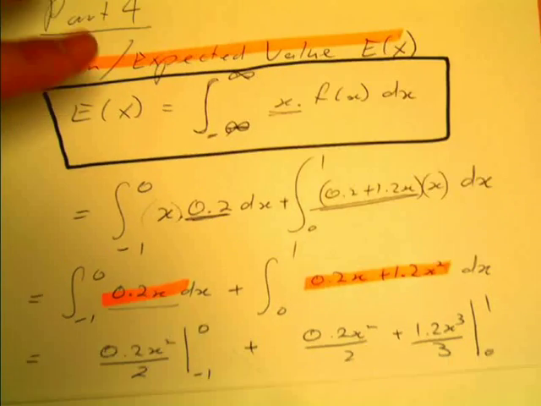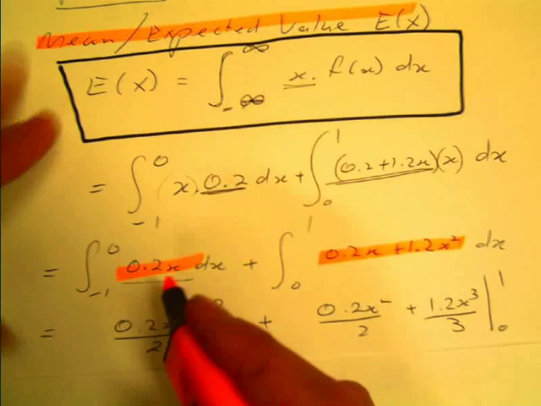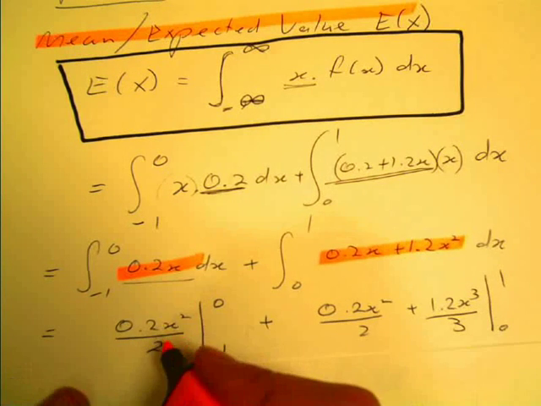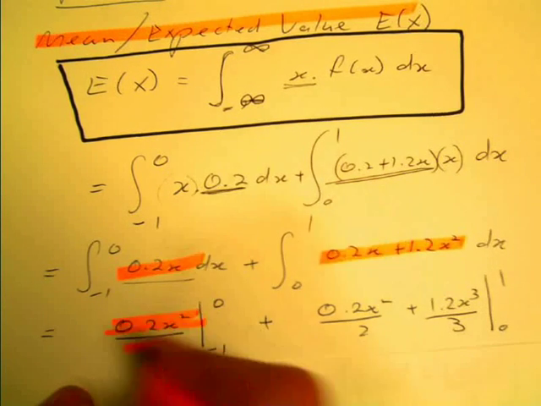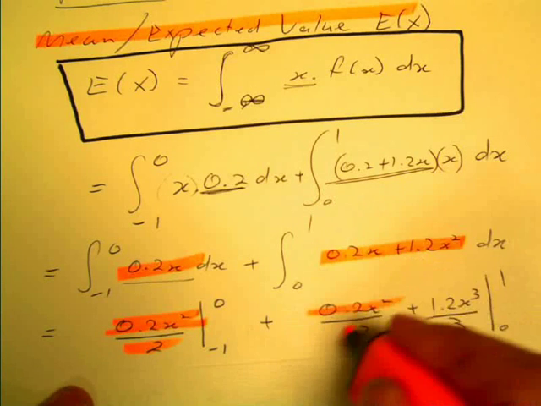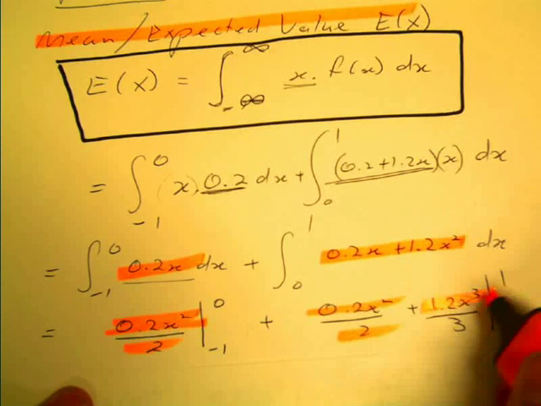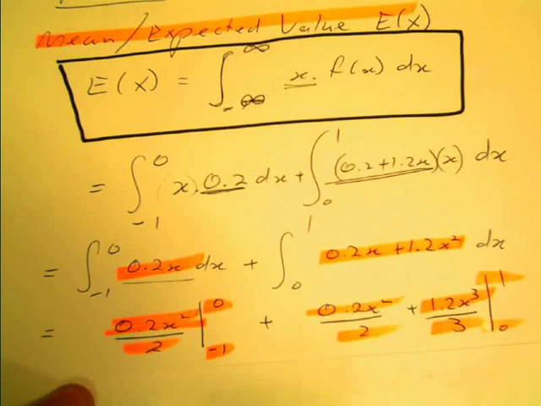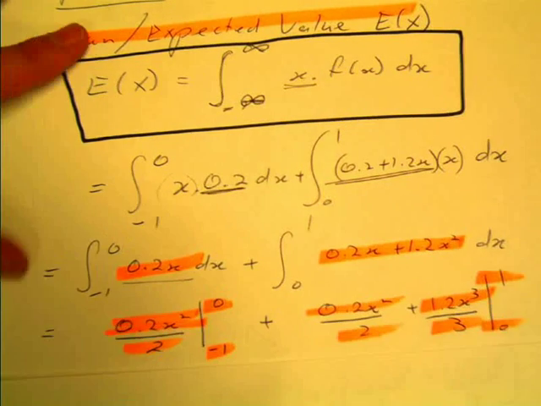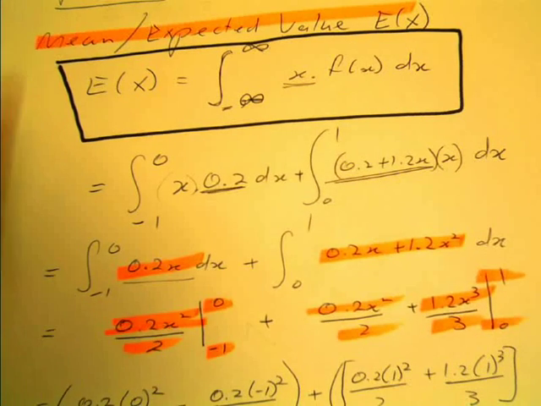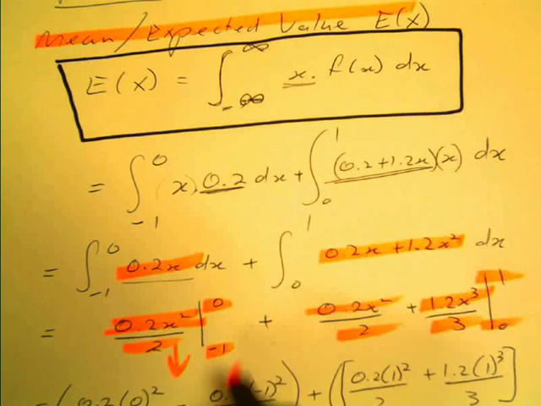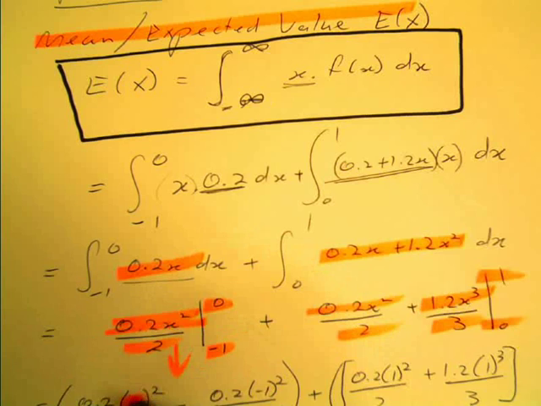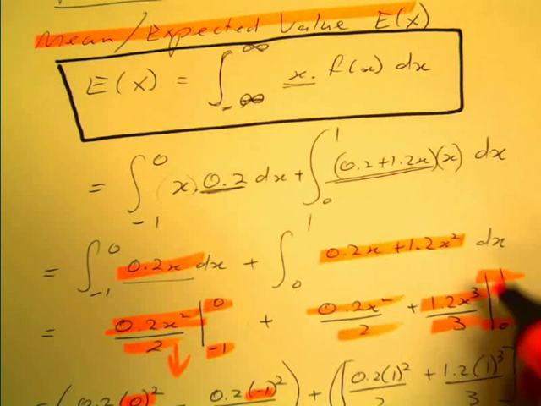Now do those integrations. 0.2x integral of that is 0.2x squared over 2. Same here, and 1.2x squared is 1.2x cubed over 3. I need to do those definite boundaries. And the first part here becomes that. Substitute 0 in first, and then subtract what I get when I substitute negative 1.